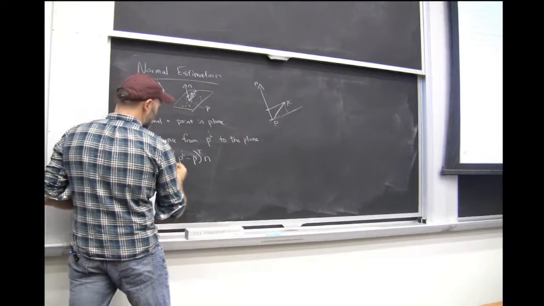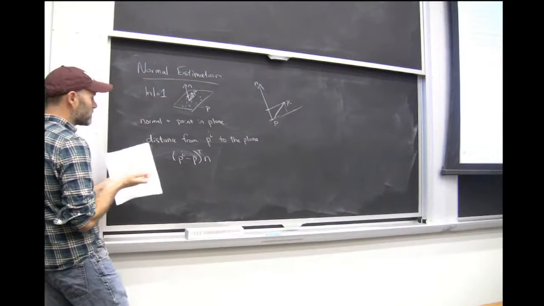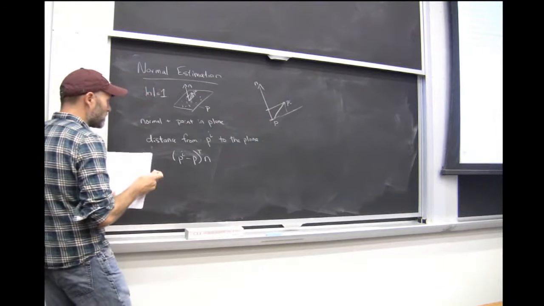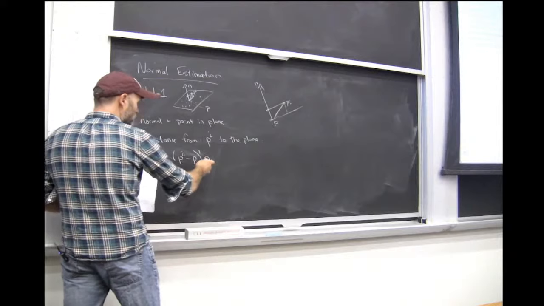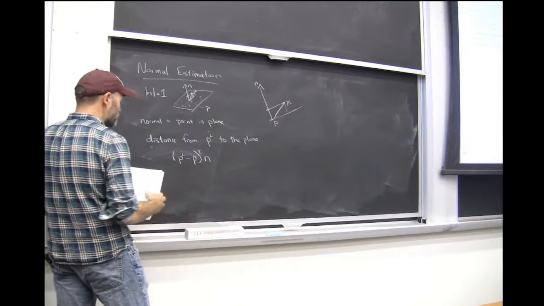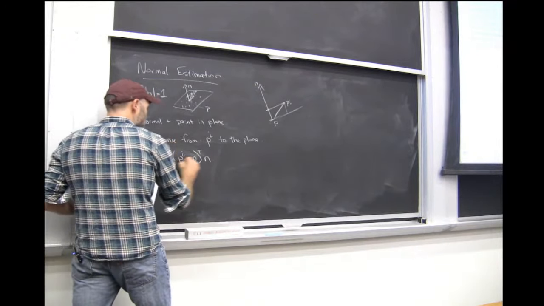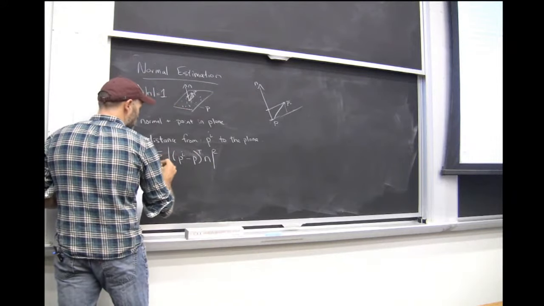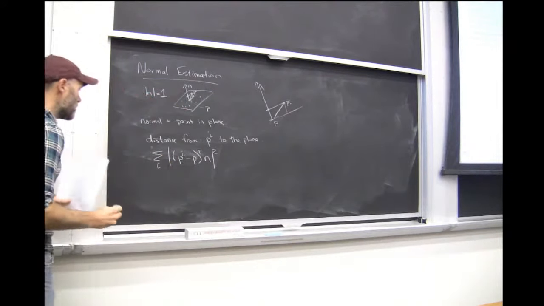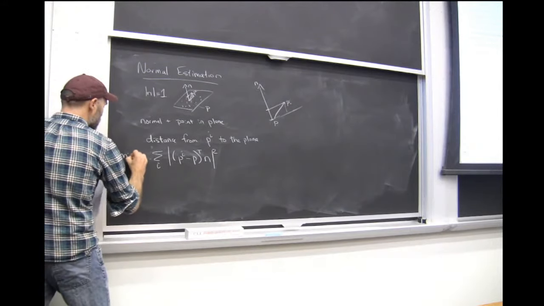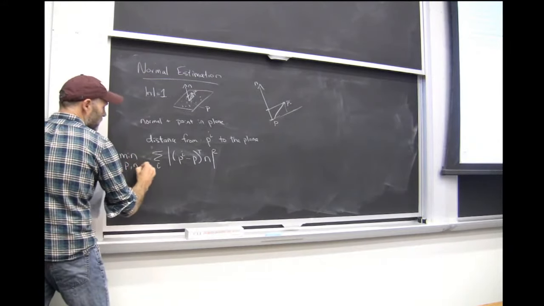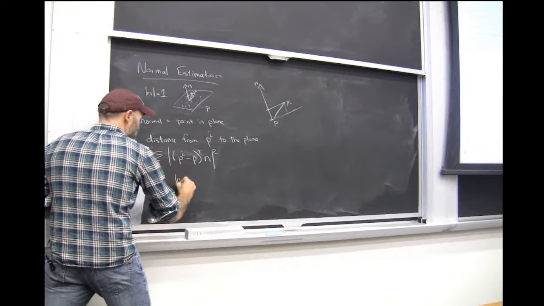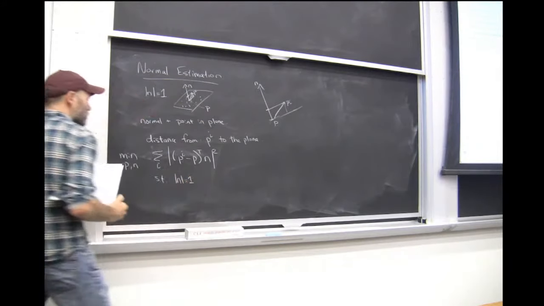I want to minimize the magnitude of this number. If I were to just take this and say minimize that, it would drive me to very big negative numbers. So I'm going to take the square of this and sum over all of my points. And I'd like to minimize over p and n, subject to a constraint that the magnitude of n equals 1.